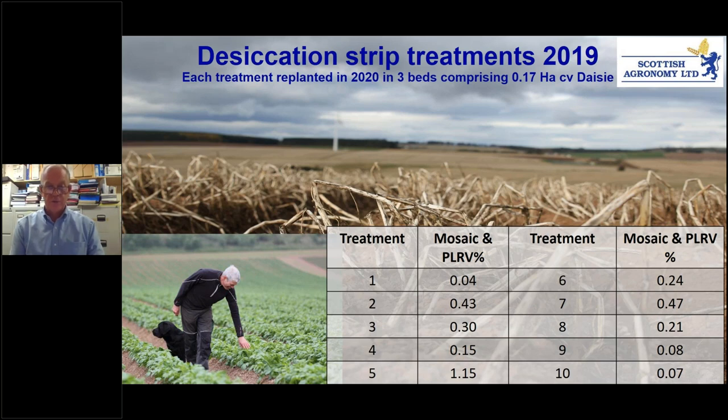And the difference in the number of rogued plants ranged from 4 in the best treatment, number 1, to the worst treatment, number 5, which was 122 rogues out of a 0.2 hectare area. So that ranged from 0.04 up to 1.15% virus. Importantly, mature plant resistance doesn't apply to PVYN, nor does it apply to potato leaf roll virus.